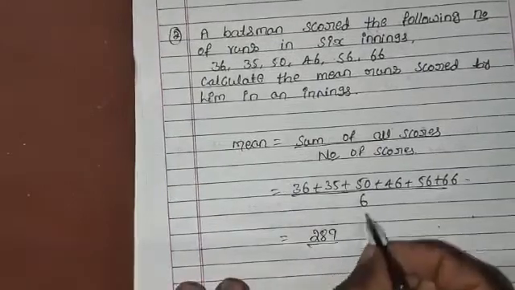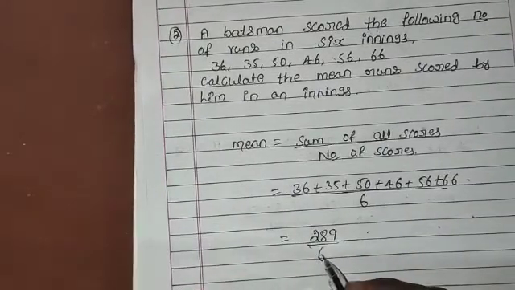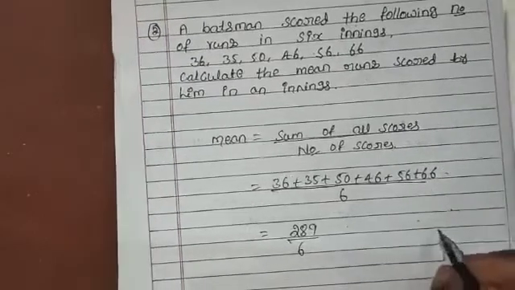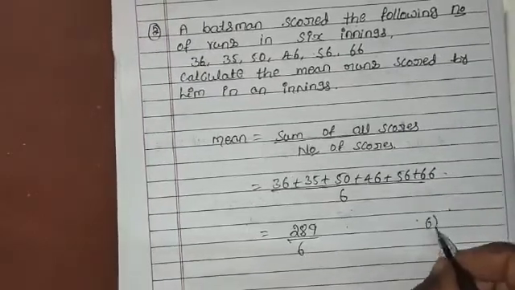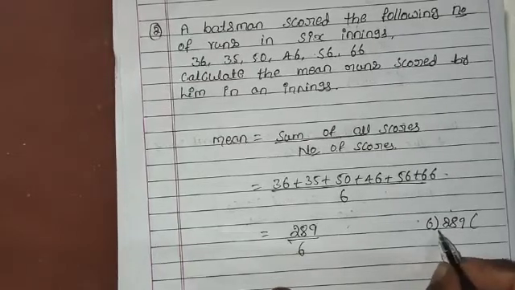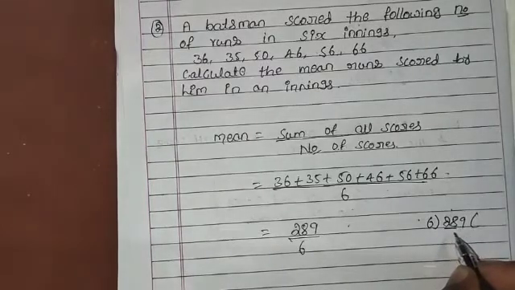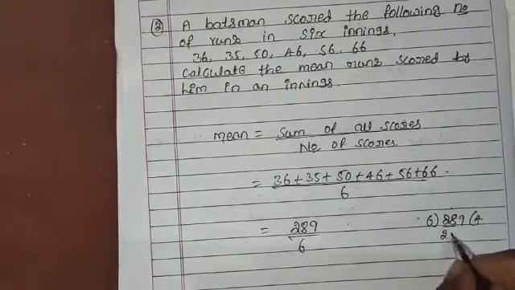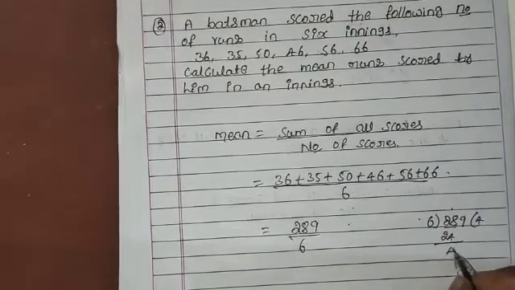289 divided by 6. Now we have to divide 289 by 6. How do you divide? We take 2 digits. 6 divides into 28 how many times? 4 times. 6 fours are 24. We get 4 as the remainder.